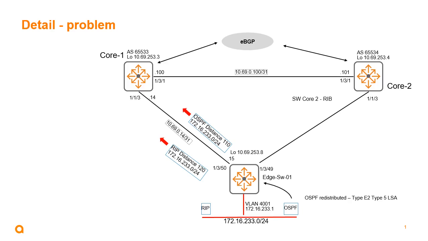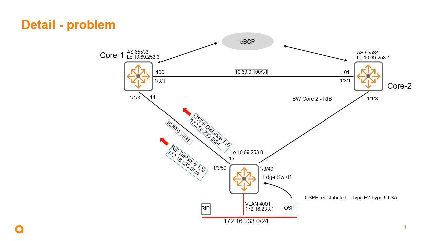Route 172.16.233.0 is advertised from Edge Switch 01. It is learnt from RIP and re-advertised into OSPF, and this is an artificial scenario, of course. Because it's re-advertised into OSPF, it will have an external route type 5 LSA, a type E2 route, which will then be populated in the OSPF routing table as an E2 type route. So from Edge Switch 1, it's advertised to router core 1.